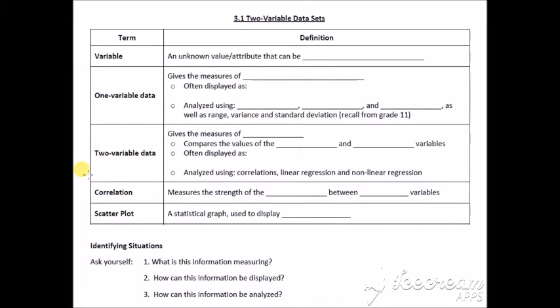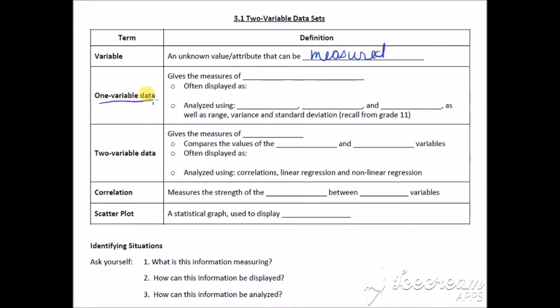All right, 3.1, two variable data set. So we're just going to fill in the blanks here. I'm going to talk about a couple definitions. Okay, so if you're asking what is a variable, a variable is an unknown value or attribute that can be measured. Okay, anything that can be measured.